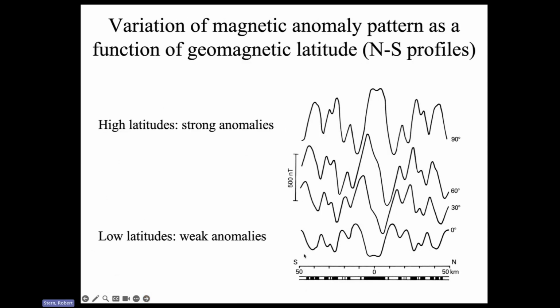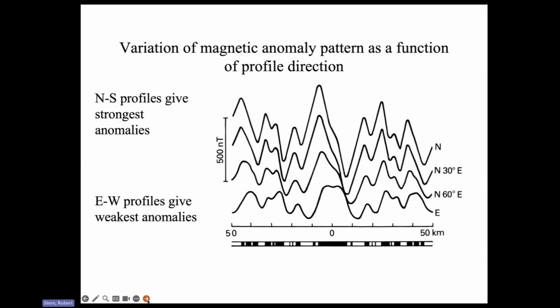So here is an anomaly at different latitudes. This is kind of a profile, right? This would be the axis of symmetry here. And this is at the equator, and this is at 90 degrees. So the same reversal sequence will give you stronger anomalies at high latitudes than at low latitudes. In addition, north-south profiles give the strongest anomalies, and east-west profiles give weaker anomalies.